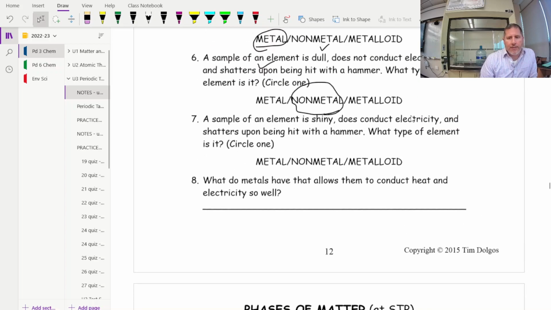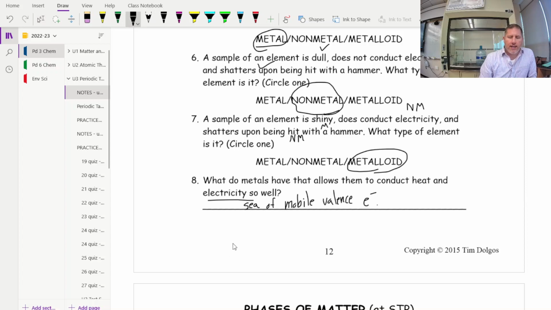A sample element is shiny, so that's a metal indication. Does not conduct. That's a non-metal condition. And shatters when hit with a hammer. That's a non-metal condition. So I'm going to call that a metalloid. What do metals have that allows them to conduct heat and electricity so well? They have a sea, I should call it an ocean, of mobile valence electrons. It's a phrase that you'll hear a lot, so I need you to write that down. Try to get that in our memory banks.